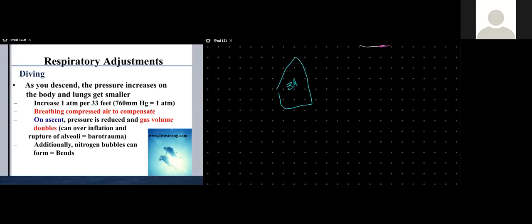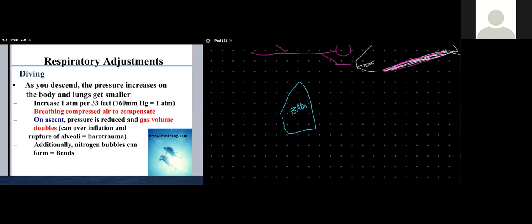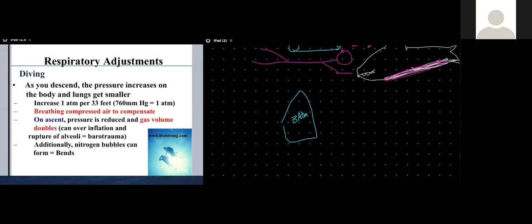3 atmosphere. And outside of my chest, I did have a pressure of also 3 atmosphere. So I didn't have a problem. So no chest compression. My chest will not collapse because the pressure inside is the same as outside. So I have no problem.